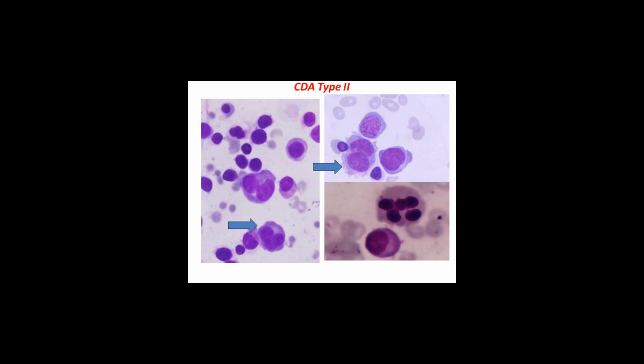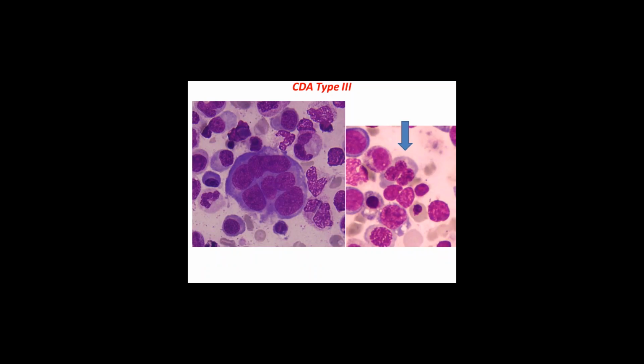Although CDA is very rare, we should keep it in mind once we are looking at a marrow. What I feel is that CDA is underdiagnosed because most of us don't have a confirmatory test which can stamp it as CDA. These are the type 3 CDA cells, in which there is multinuclearity in the erythroid precursors. Again, type 3 CDA cells show multinuclearity in the erythroid precursors.